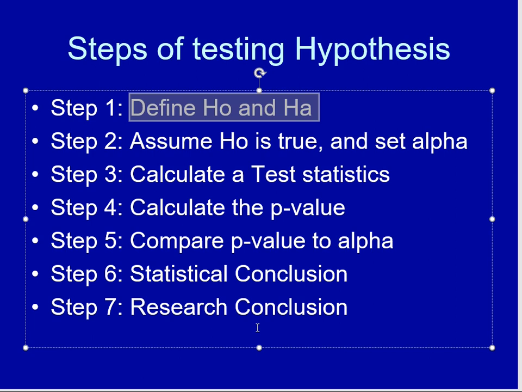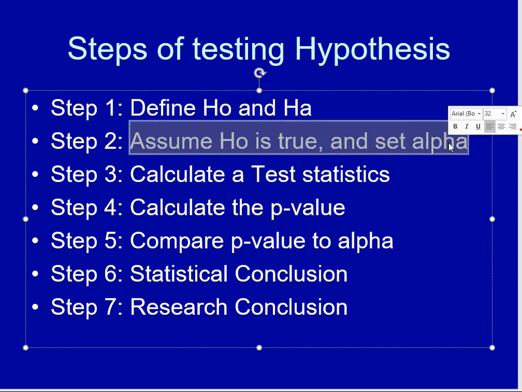The other thing I want you to remember when you're writing the null hypothesis is that you're going to use population parameters, not sample statistics. The null and the alternative hypothesis are written using population parameters. The second step, you assume the null is true and you set alpha, and as I said, if nothing is mentioned, you set alpha at 5%.